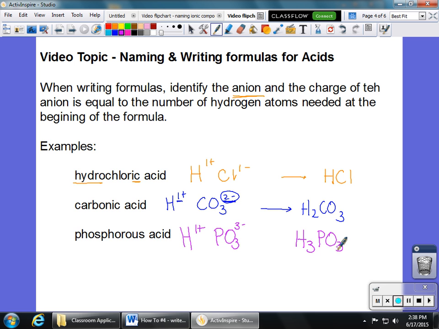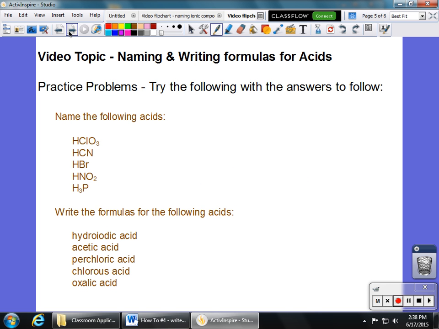I wish you luck with this. Here are some practice problems again. I'd like you to try these practice problems, and in a couple of seconds I will put up the answers. So give each one a shot, name the first ones, write the formulas for the second ones, and let's see how you did.